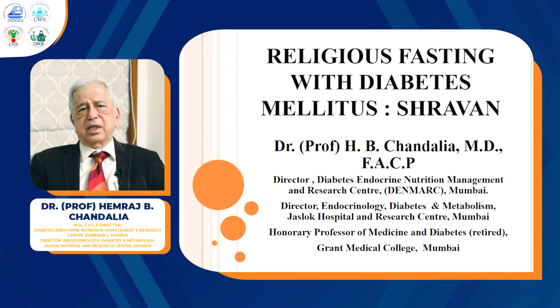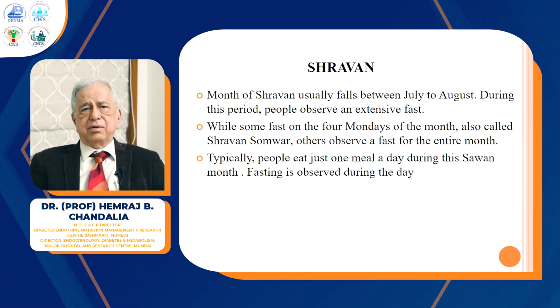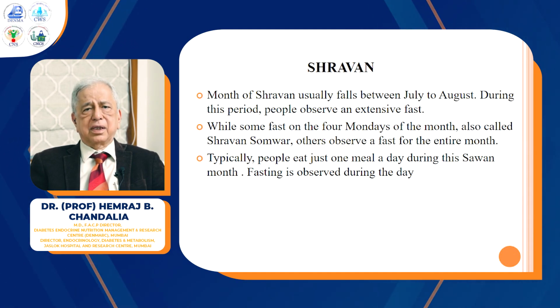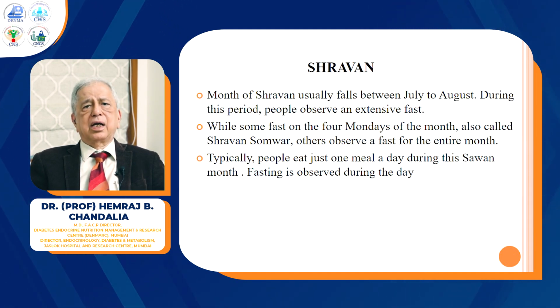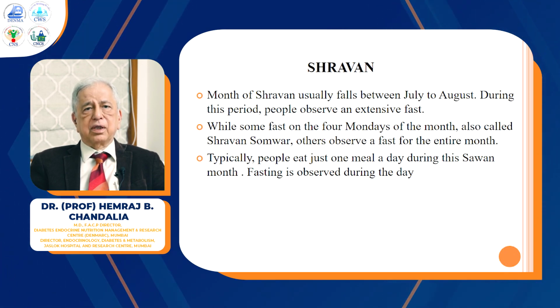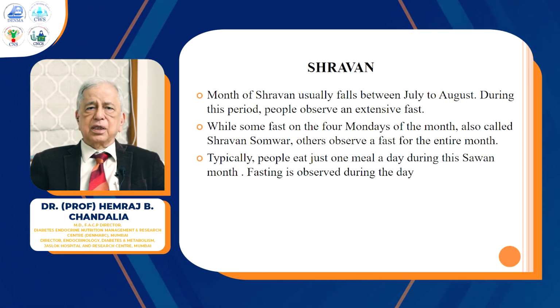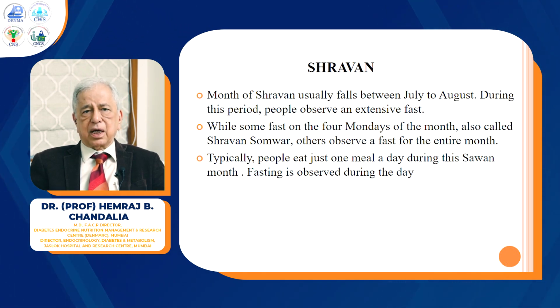And today we'll discuss the Shravan Fast, which is undertaken by Hindus in the month of Shravan, which usually is July and August by the calendar. So, this particular kind of fast, we will examine what kind of food-free interval is there, what kind of foods are allowed, and how do you change our medication, exercise, and safeguard against hypoglycemia.